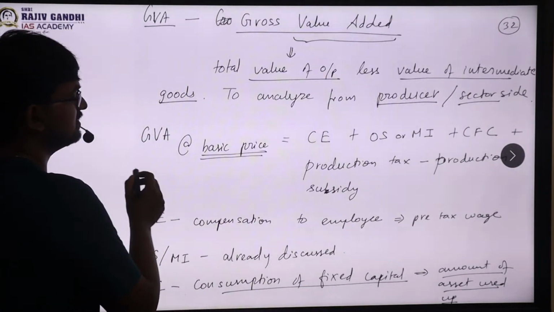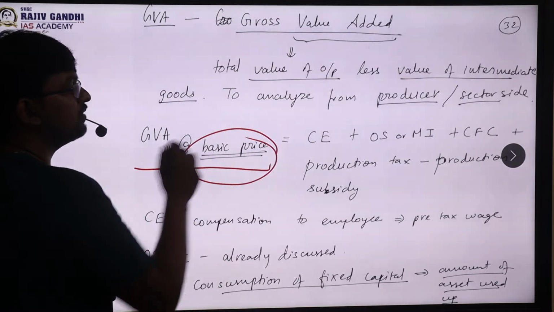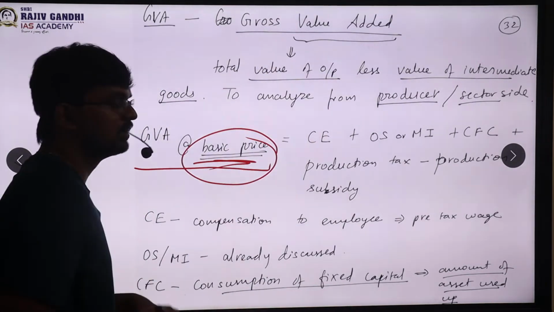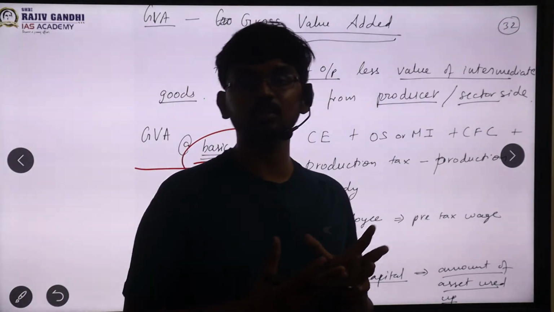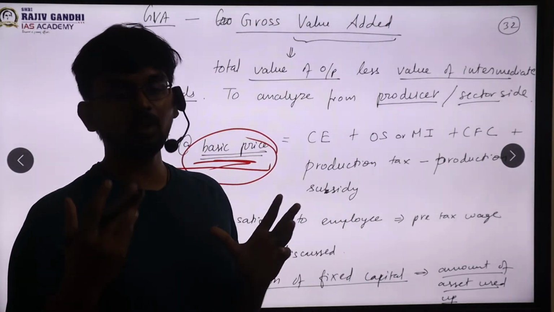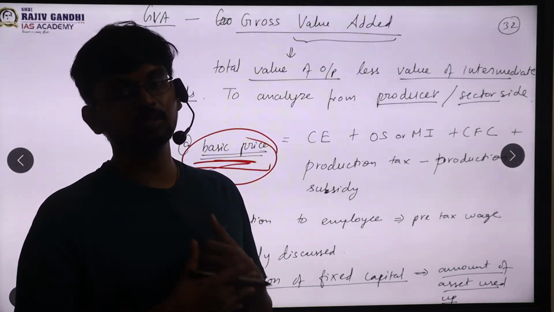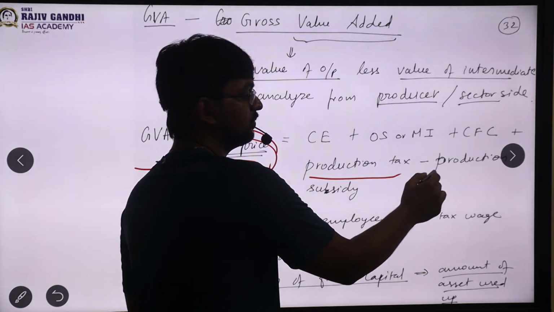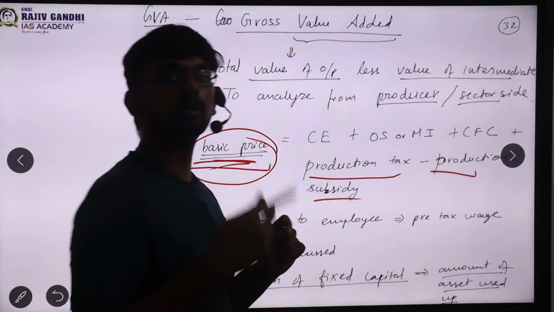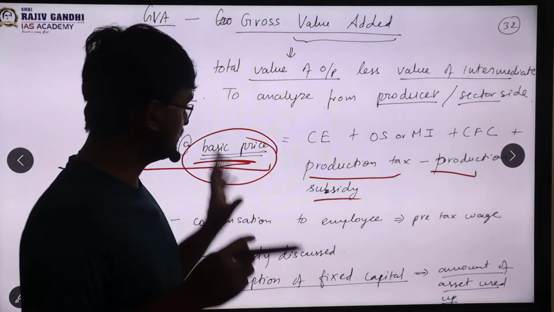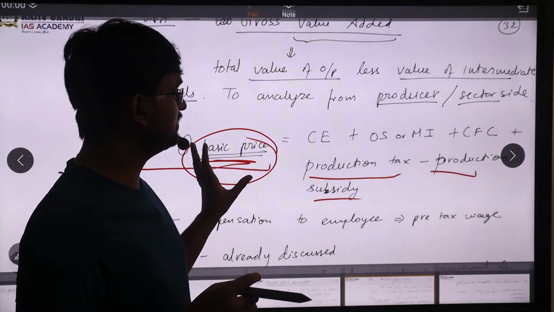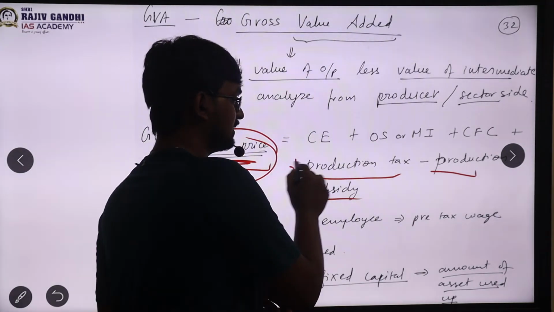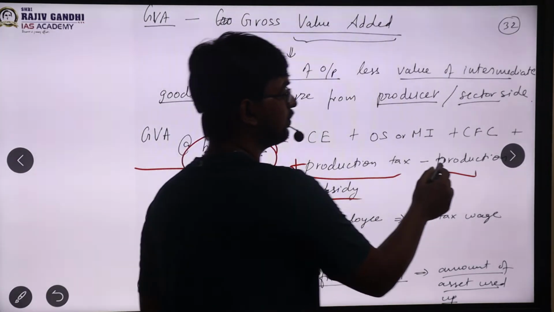First thing we'll be looking at is GVA at basic prices. GVA we understood. What is this basic price? Basic price is that price level where, apart from factor cost and factor income, the effect of production tax and production subsidy will also be counted. That means to calculate at basic price, to account for production tax you will be adding production tax and removing production subsidy.